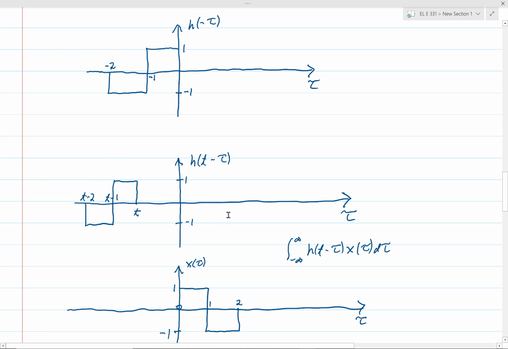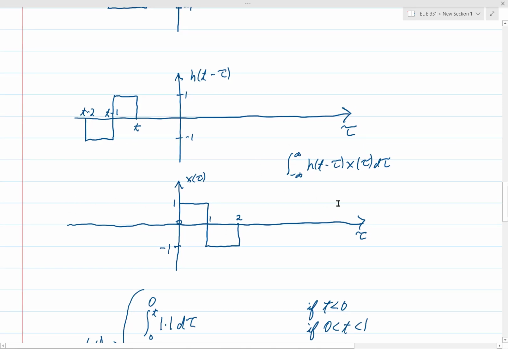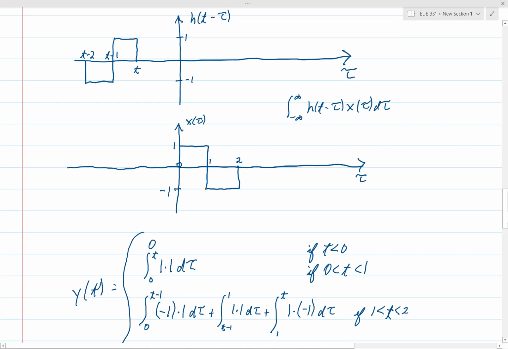And once you have the graph of h of t minus tau, then you draw the graph of x of tau immediately under it, because after all, remember, this is the form that we're trying to evaluate right here, the integral of h of t minus tau times x of tau. So we want to draw this function x of tau just below the graph of h of t minus tau, and now we're ready to get this problem done.